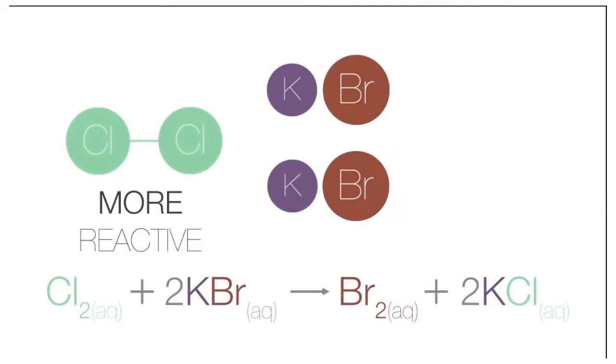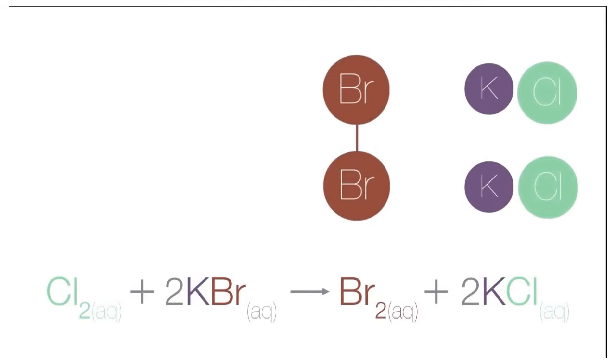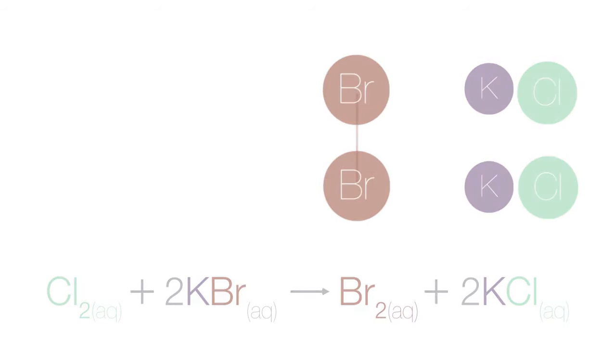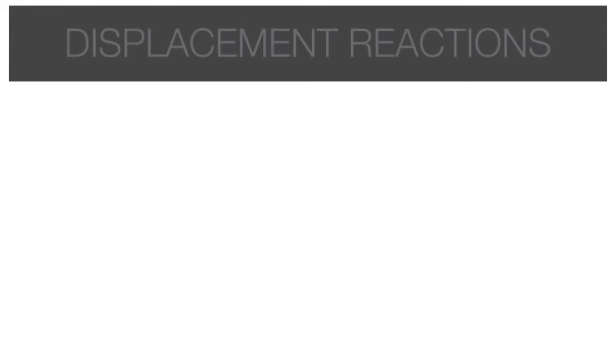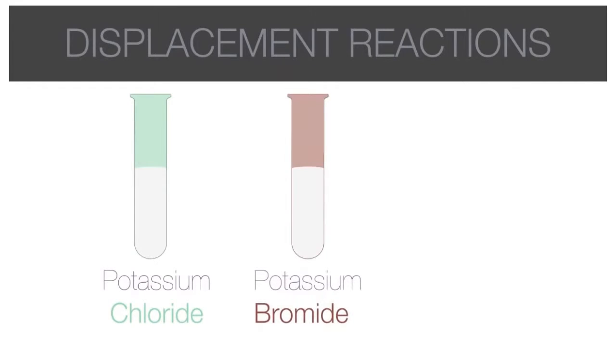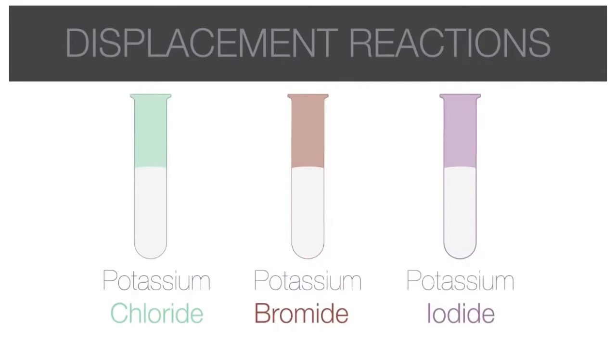A more reactive halogen will always displace a less reactive halogen in a compound. We will demonstrate these displacement reactions using aqueous solutions of potassium chloride, potassium bromide, and potassium iodide. Note that these are all halogen-containing compounds.